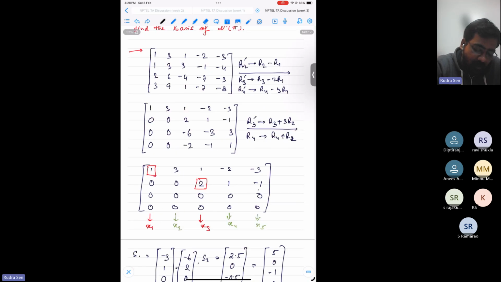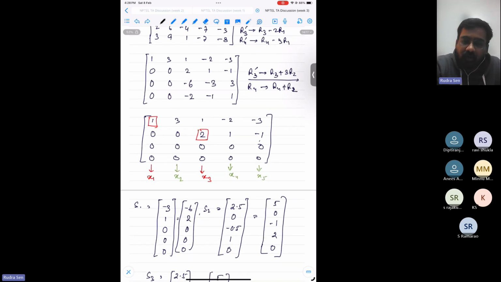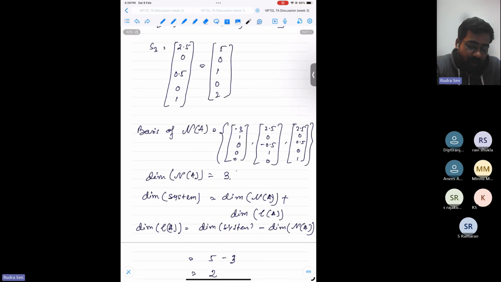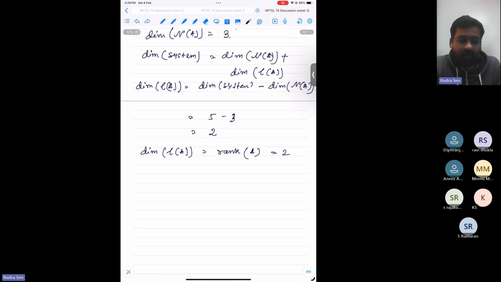Now you can see there are only two pivot variables. There exist only two pivot variables. That means two linearly independent vectors are there, these two. That means the rank of the matrix is 2. So that means the rank-nullity theorem is satisfied. Okay.